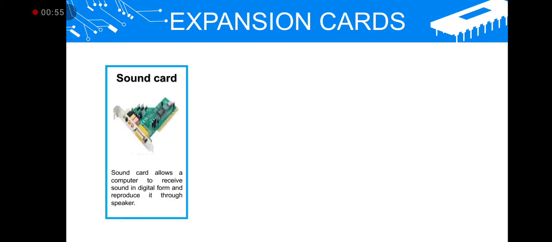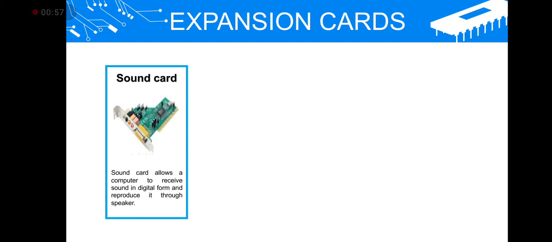Expansion card. An expansion card is basically an electronic card, or you can say an electronic board, that is used to add extra functionalities to the computer. Means whatever the default functionalities the computer has, if you want to add any extra functionality, you can add it through an expansion card. Alright, there are 4 types of expansion cards.